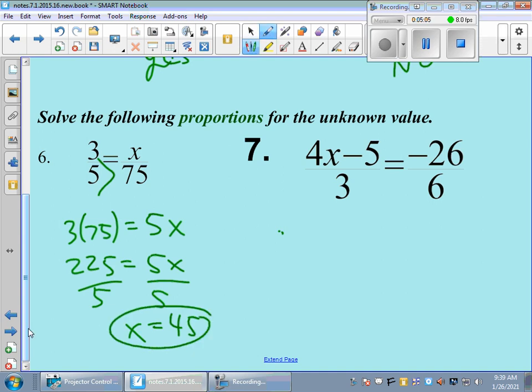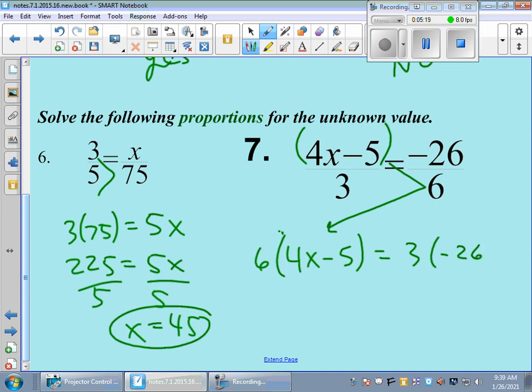Next one here, what we want to do, folks, is throw this in parentheses. Very important. So when we do our cross multiplication, we have 6 times the quantity 4x minus 5 equals 3 times negative 26. Very important to make sure we do that, and then we need to distribute. 24x minus 30 equals, let's see here, negative 78.